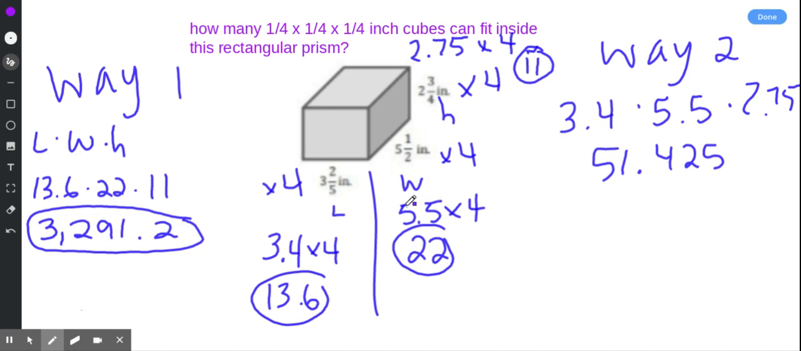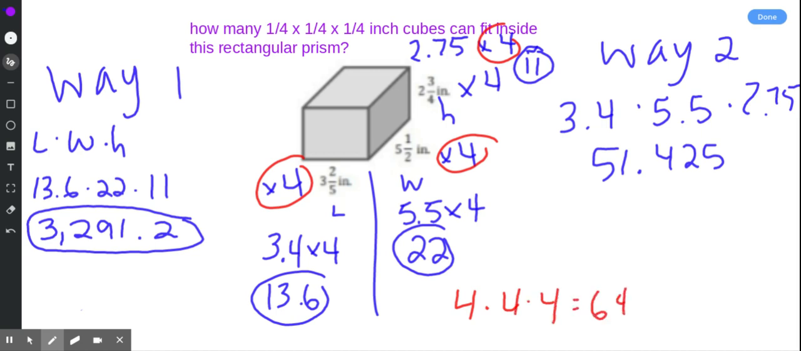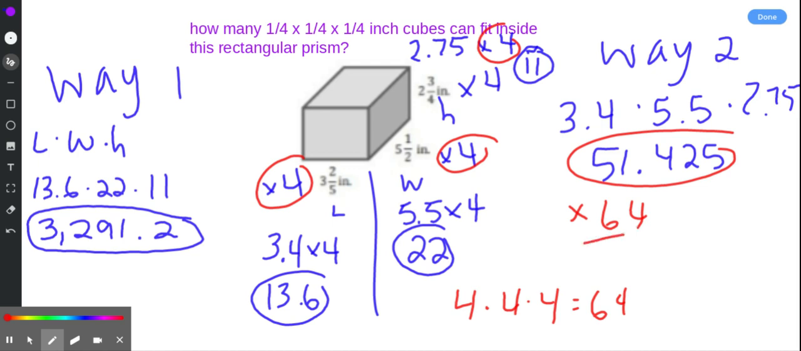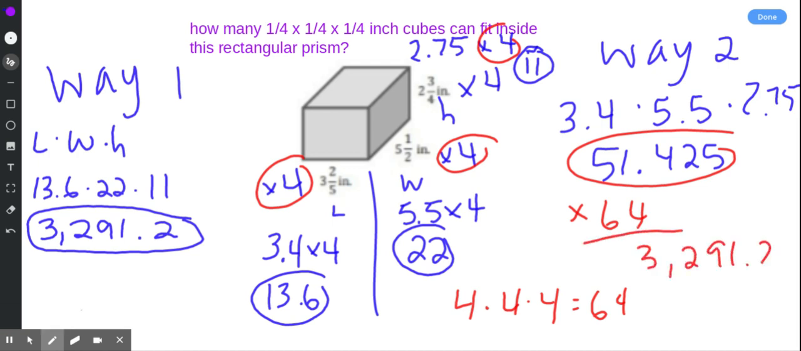But now I have a new dimension. I'm looking at a times 4, a times 4, and a times 4. That's 4 to the third power. And 4 to the third power is 4 times 4 times 4, which is 64. So now I'm taking my volume and I'm multiplying it by 64, which ends up giving us that same answer, 3,291 2/10. So you have 2 different ways that you could solve it.